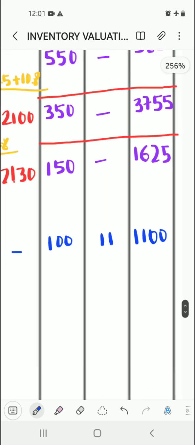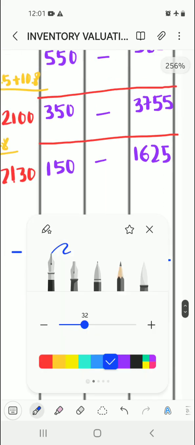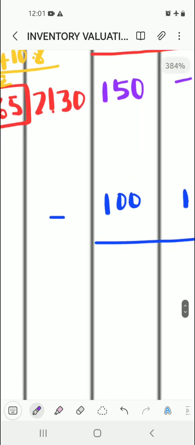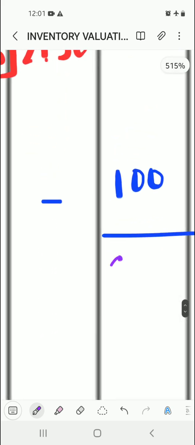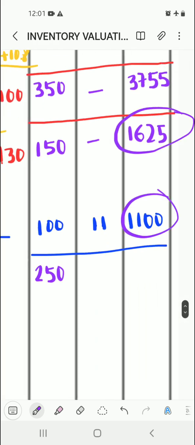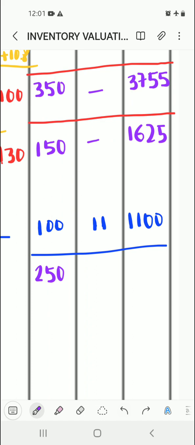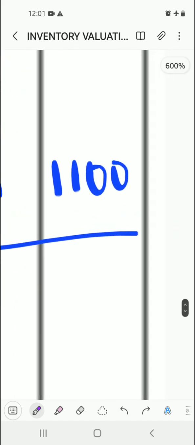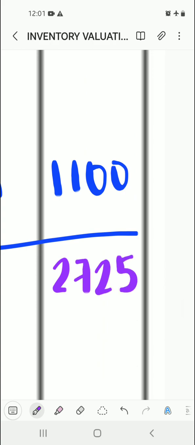Now we're going to write the balance here. See, we had 150 of the previous lot and 100 here. So total it is 250. And previously we had 1625 and now we have got 1100. So it amounts to 2725.